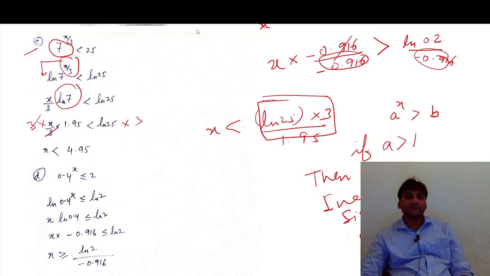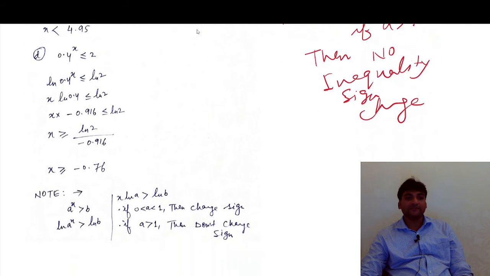Now we will understand one more example, that is 0.4 to the power x less than or equal to 2. So first we will apply ln, then this x will come here, then x times ln 0.4. I told you not to divide by ln 0.4 directly. First find the value of this, that is a negative value, and then we will divide both sides by the negative value. Then you know what will happen. Okay, I'm explaining this over here.